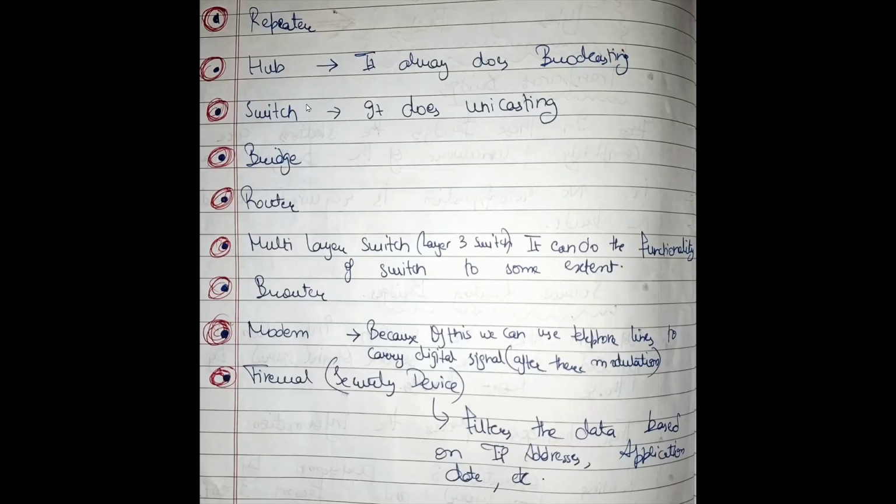However, that is not the case with a switch. When you are using a switch in place of a hub, you can do unicast. That is, whomever you want to send the data to, you can send it to that person alone. Your data won't be broadcast without your wish.